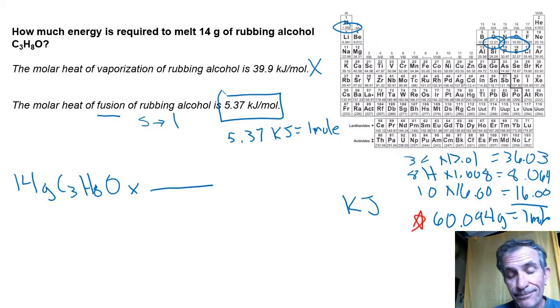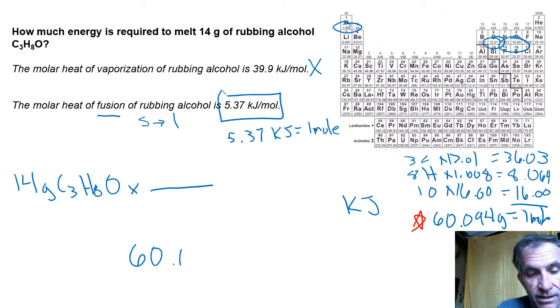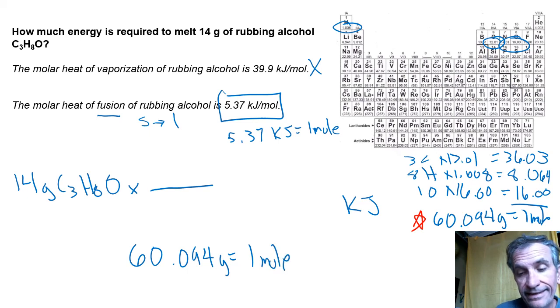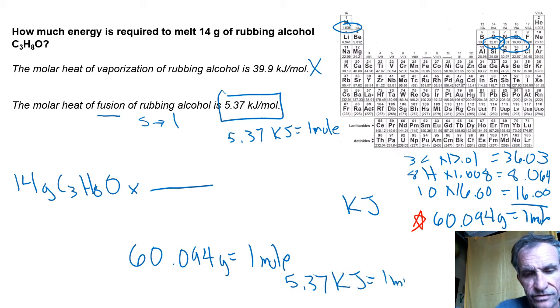So at this point, we've got our two conversion factors. We've got one that gets me from grams, which is what I have, 14 grams of alcohol, to moles. And then we've got the one from the tables that goes from moles to energy, moles to kilojoules. I'm going to write it down here again. So these are the two you're going to use.